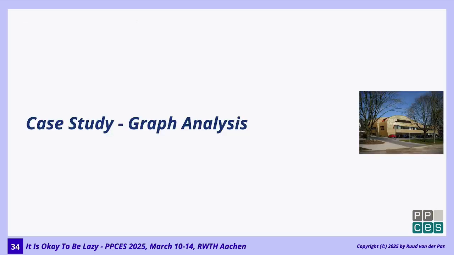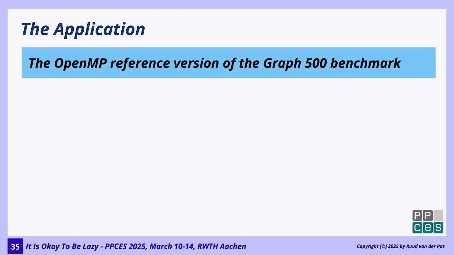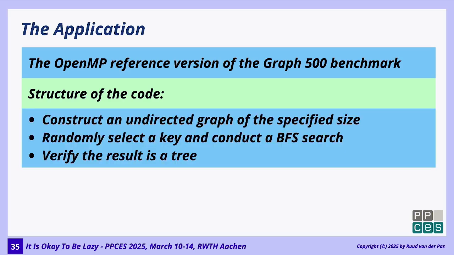And that brings me to a case study, and then we're getting ready for the short break from graph analysis. There's a benchmark called Graph 500, and for a while there was an OpenMP version of that, and I took it, and this is the structure of the code. It constructs a graph of a size. You give it the size, it will generate an unstructured, undirected graph. Then it will do a search in that graph. So it will randomly select the key, it will start searching, and it will do a breadth first search, and then verify that the result is a tree, because that should be. So there's a phase of searching and verification.